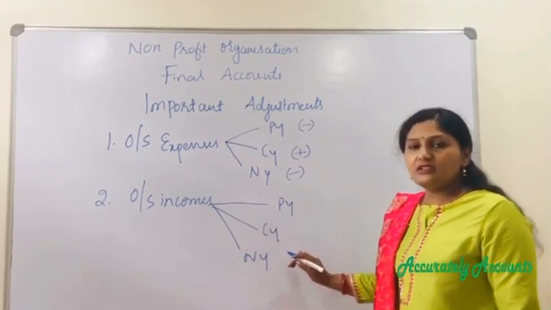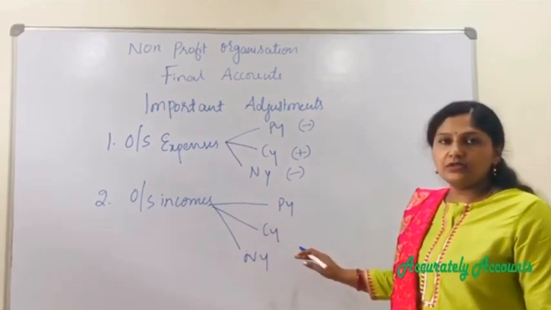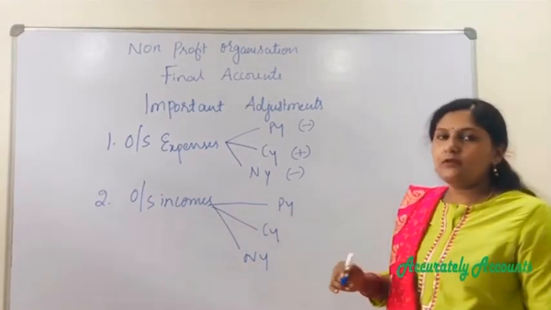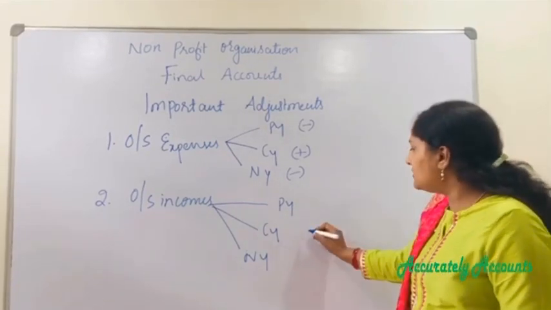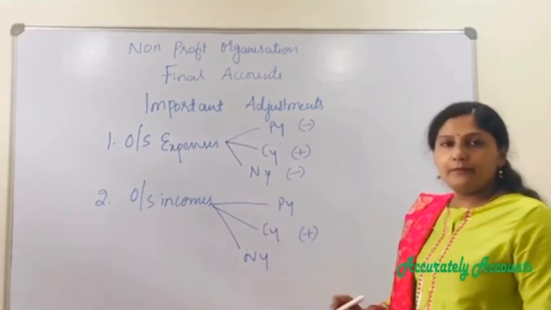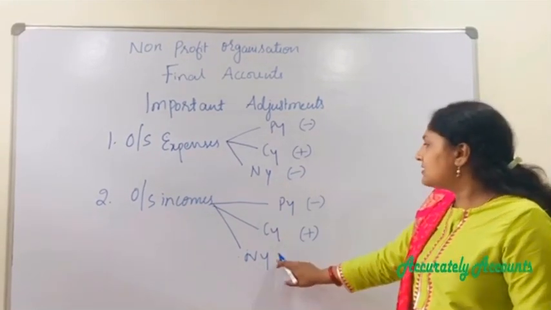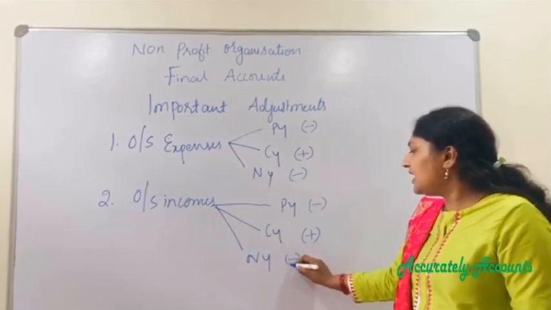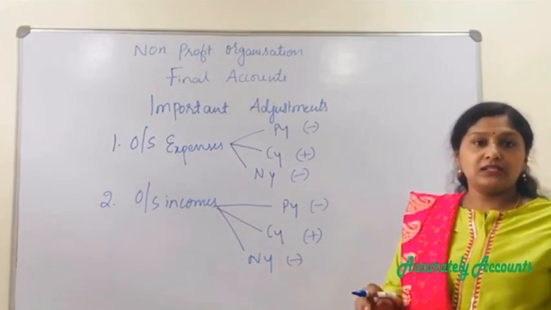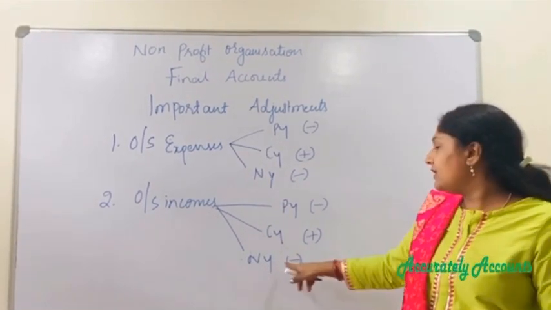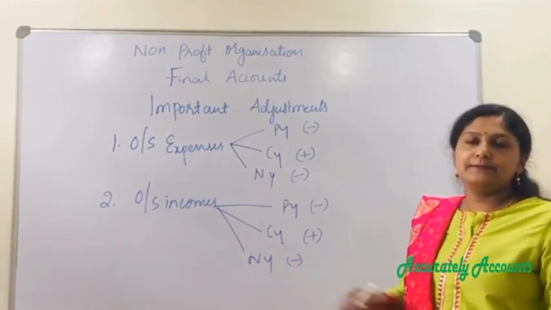So the current year's outstanding incomes, income earned but not received, accrued incomes what we generally call it as, we need to add. And previous years we need to minus, and subsequent year it is going to be the income received in advance. Income received in advance and we need to minus this.